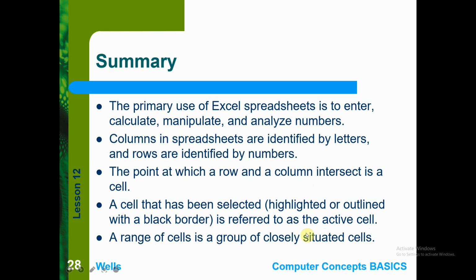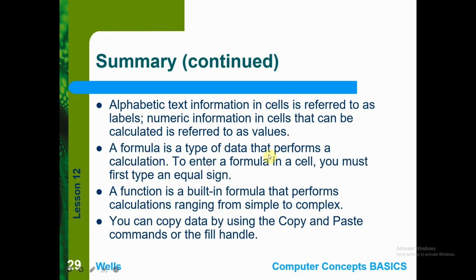A group of closely situated cells is called your range, or range of cells. Alphabetic text information in cells is referred to as labels, whereas numeric information is called values. A formula is a type of data that performs a calculation. When you enter a formula in a cell, you must first type an equal sign. A function is a built-in formula that performs calculations ranging from simple to complex. Using copy-paste commands or fill handles, you can copy data from one cell to another.